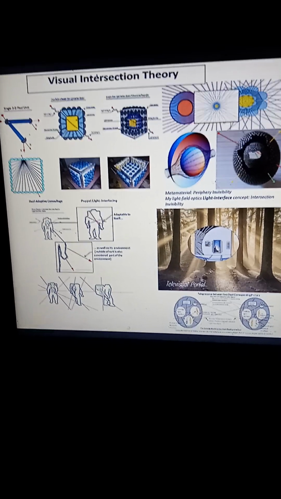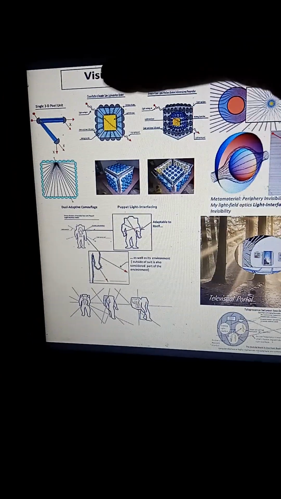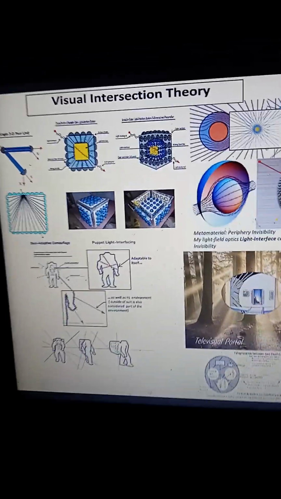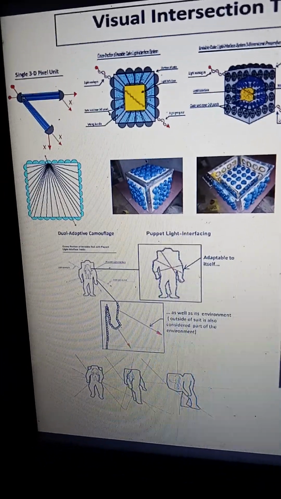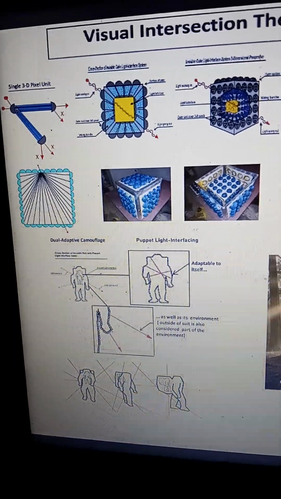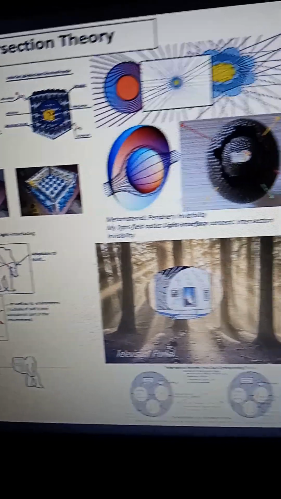I call this visual intersection theory. These are the diagrams and pictures that I have laid out on here. I'll go through each one.